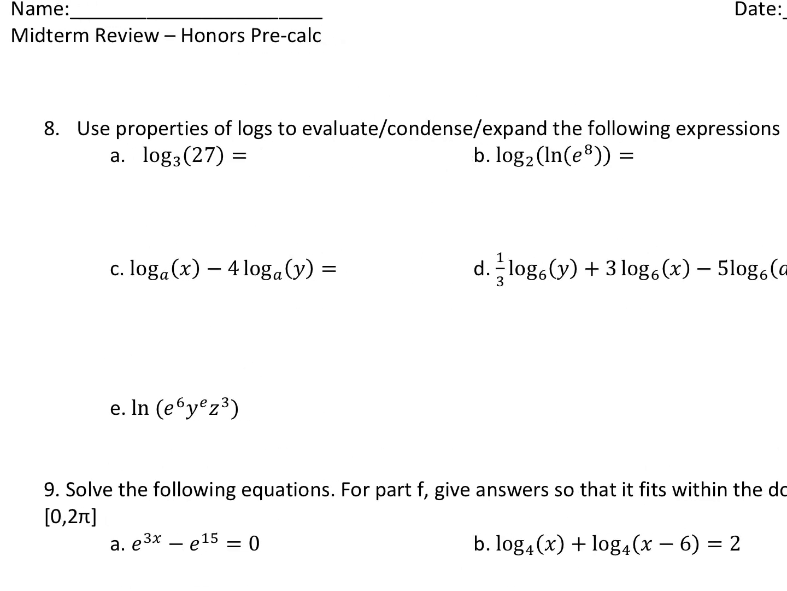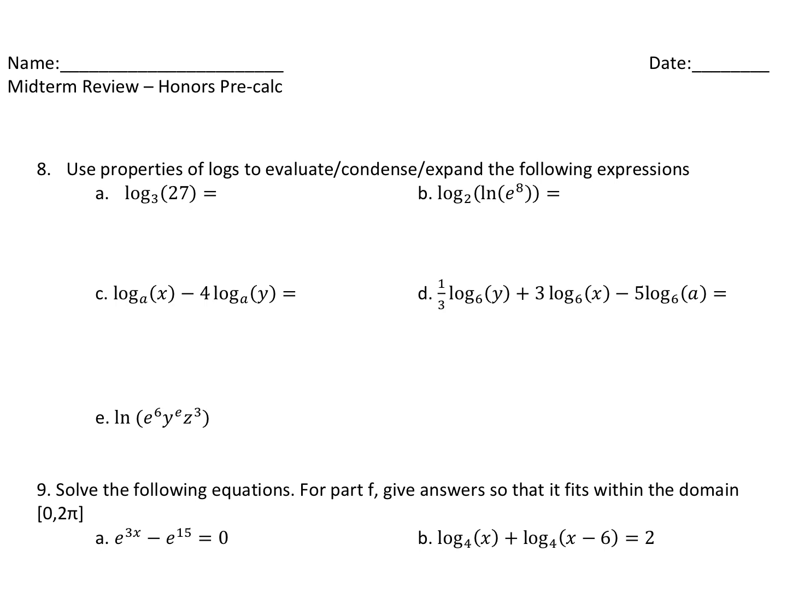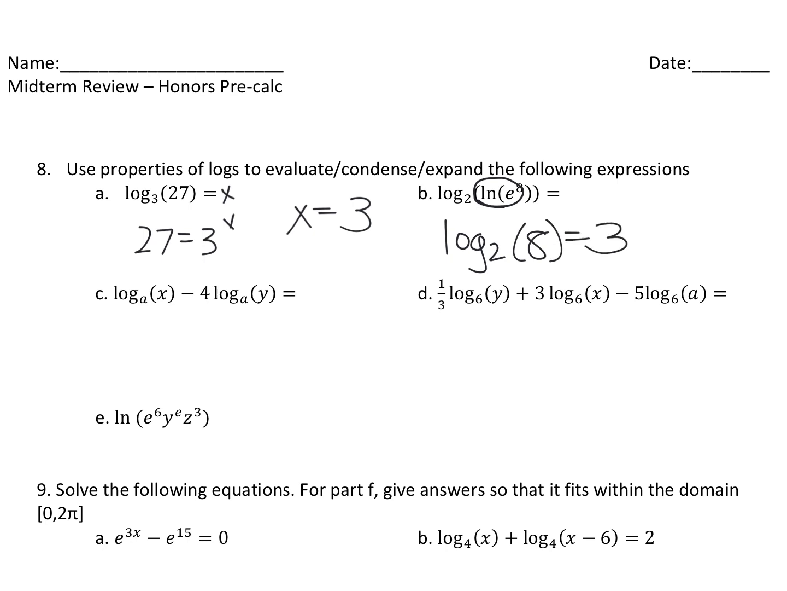Okay, and our last one is about properties of logs and evaluating logs. Remember, these can be thought of as: we don't know what the answer is. If I convert it to exponential form, what power of 3 is 27? That's 3. Here, we know that the ln of e is just 1, so I really just end up with log base 2 of 8, which is, again, 3.